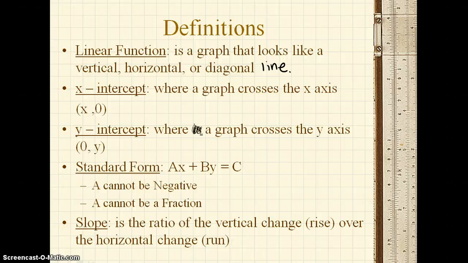Standard form is the first form that we need to be aware of for linear equations, and it's Ax + By = C. A cannot be negative, and A cannot be a fraction. So if you get those things when we're trying to write things in standard form, you do need to remove them. And then slope is the ratio of the vertical change, rise, over the horizontal change, run. We normally write it rise over run, and that's how we always say it when we talk about slope.